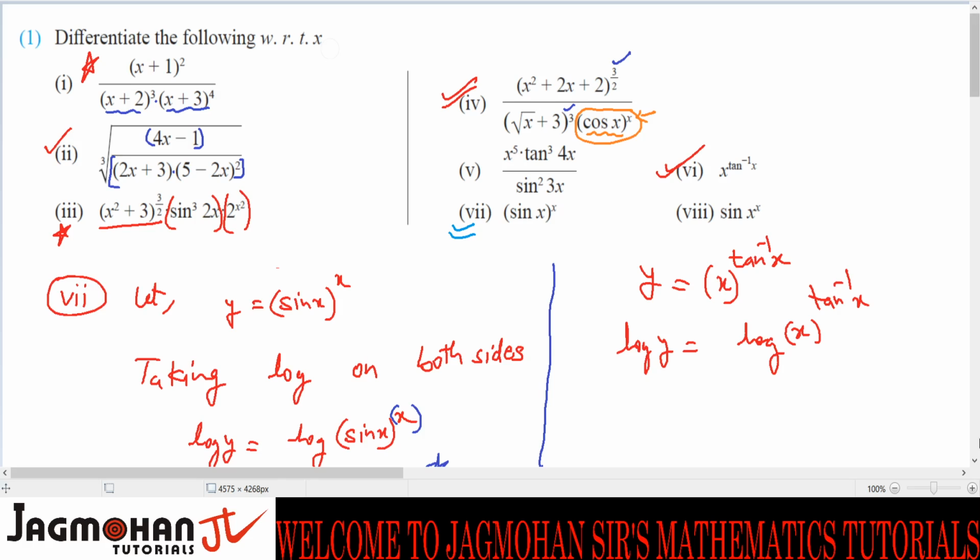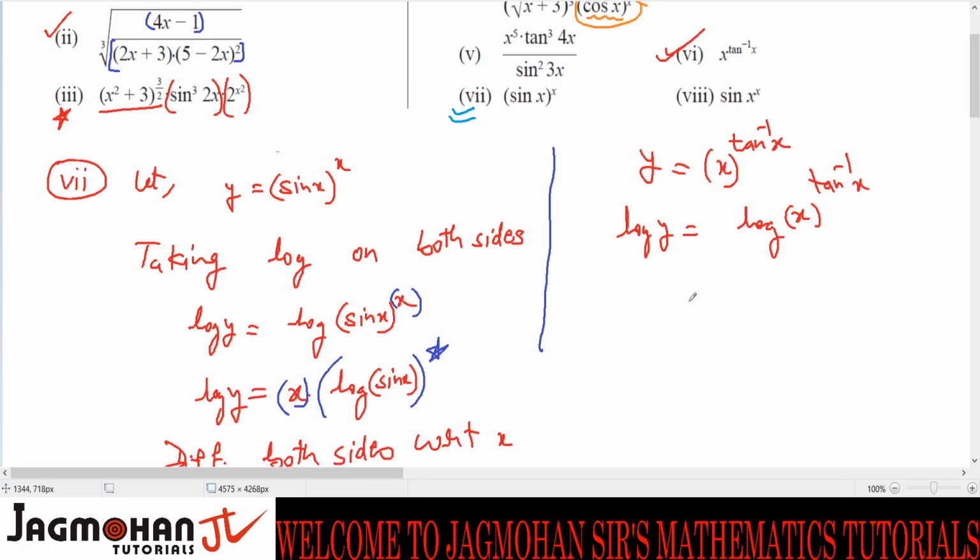Very next step, what will happen? This will be log y as it is, and here you will have tan inverse of x into log of x, and see this is u into v. The moment you take log, variable raised to variable becomes a product of two independent functions. This is u, this is v. See here, what was in the power as a variable, tan inverse x, has become the coefficient here. Okay, so this is homework.